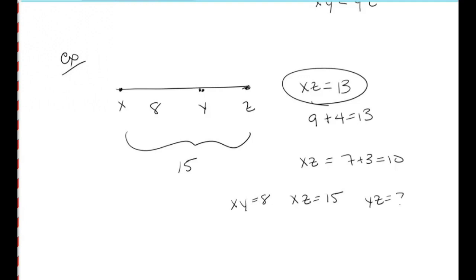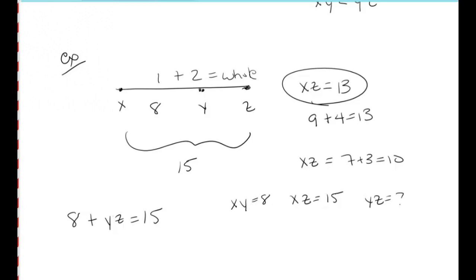Well, we can, because we know it's part plus part equals the whole. So in this case, we have 8 plus the part that we don't know. And if you want to go ahead and throw a letter in there, you can. You could also use the segment name that you actually are solving for. Whatever it is that you want to put in there.